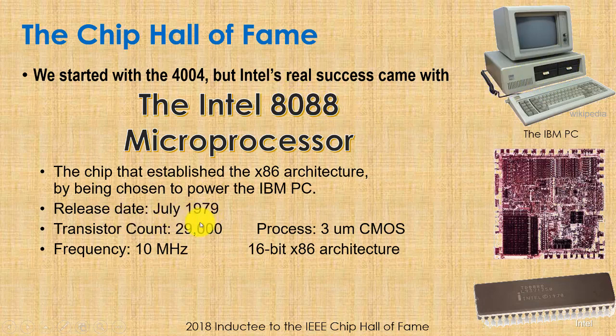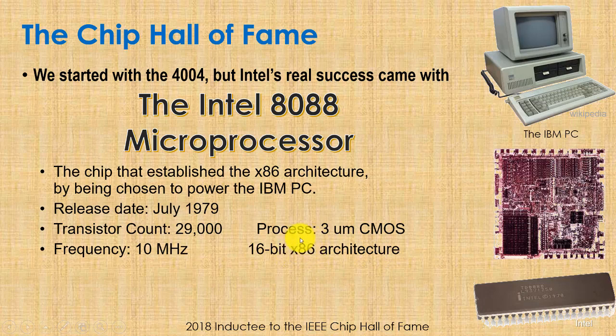It was released in July 1979. It had 29,000 transistors. If you remember from the last lecture, the 4004 only had 2,300 transistors, so that's already an order of magnitude higher. It ran at a 10 megahertz frequency versus a few hundred kilohertz for the 4004. It was in a 3-micron CMOS process versus a 10-micron PMOS process for the 4004. And it had a 16-bit x86 architecture, but actually it had an 8-bit output bus.